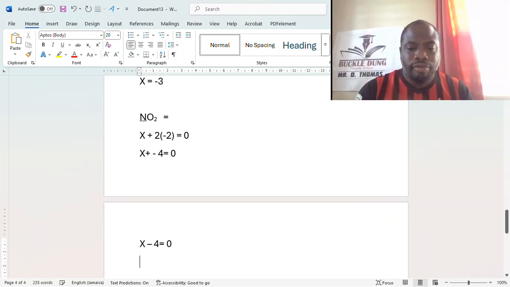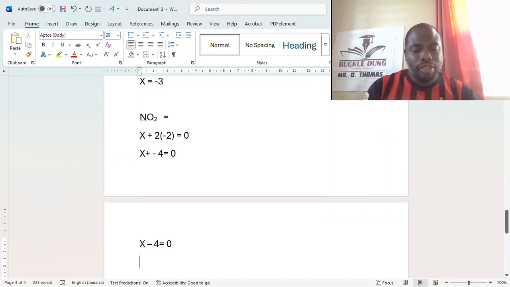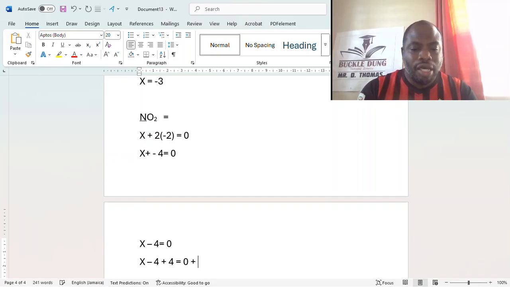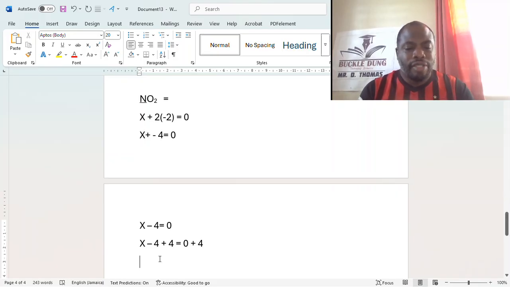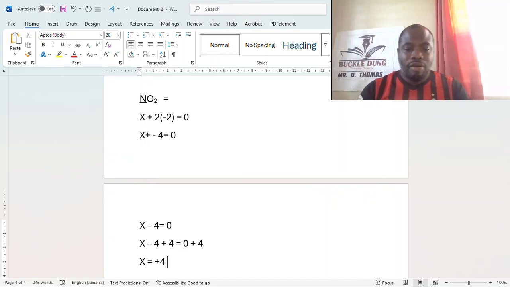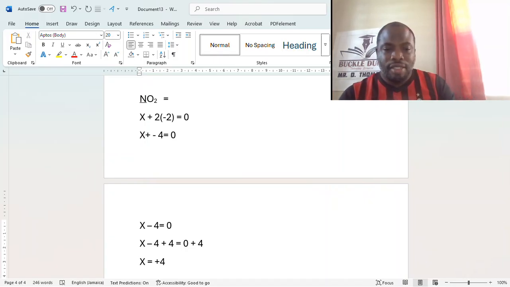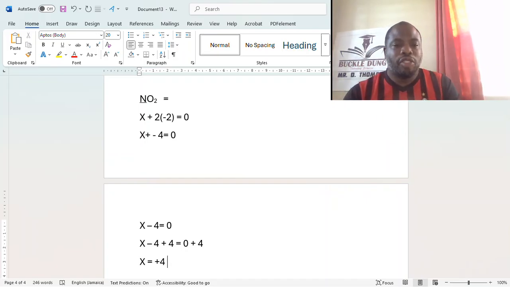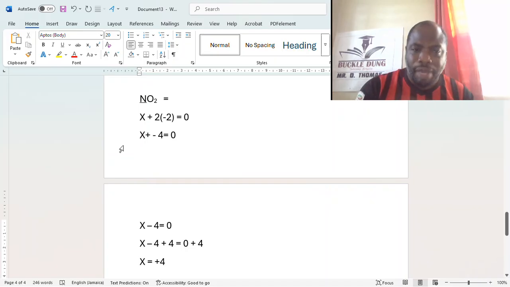Equal to 0. So now, if I want to get x by itself, x minus 4, I need to add 4. And if we do that to one side, we have to do it to the other side. And so x is equal to plus 4. You see how Mr. Nitrogen is? He decides to now assume an oxidation state of plus 4. So, prime example again, we did say that it should equal 0 this time.